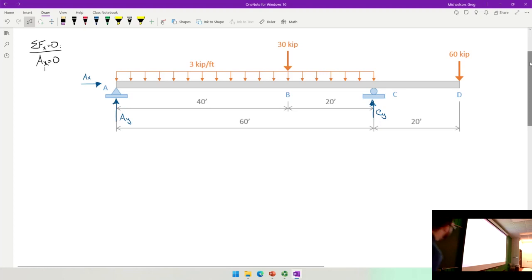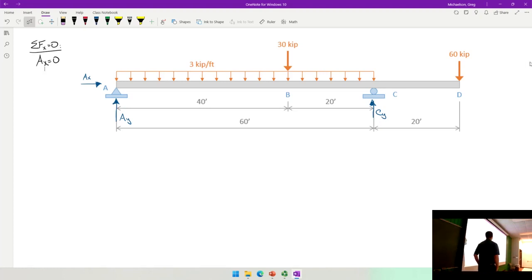Now, before we start going through the effort of computing support reactions, let's deal with the quirky part of this problem right now, which is that distributed load. Let's use a little bit of common sense. So I have 3 kips per foot, and that is applied over a total length from A to C. So that is 60 feet. So how much total load does that represent if I got 3 kips per foot over a distance of 60 feet? 180 kips, right?